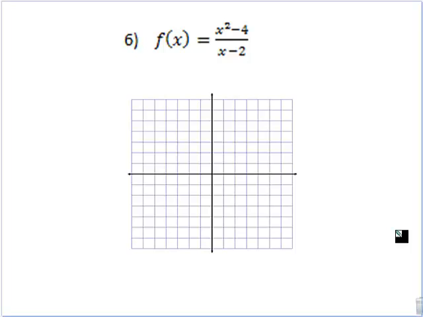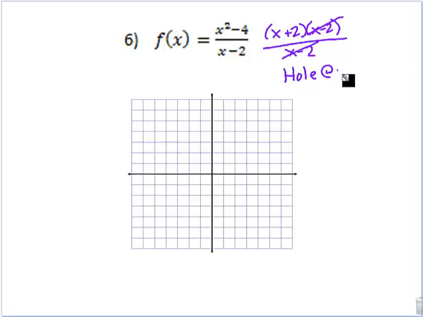So first we want to see if we can simplify it down. So how can we factor x squared minus 4? Yep, x plus 2, x minus 2 over x minus 2. So the x minus 2 cancels, so that tells me we have a hole at x equals 2. And since they canceled, what's our function that we have left that's simplified? Yeah, just x plus 2.